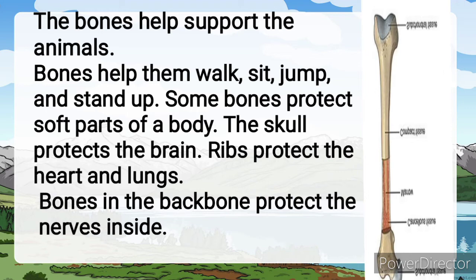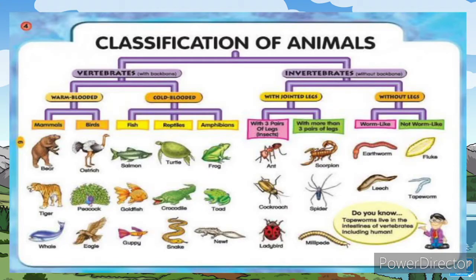Animals also have bones too. Now, in the animal kingdom, do you know that animals are classified into two forms, which are vertebrate animals and invertebrate animals? Vertebrate animals are animals with a backbone, and invertebrate animals are animals without backbones. Wow! These are various pictures of vertebrate and invertebrate animals.